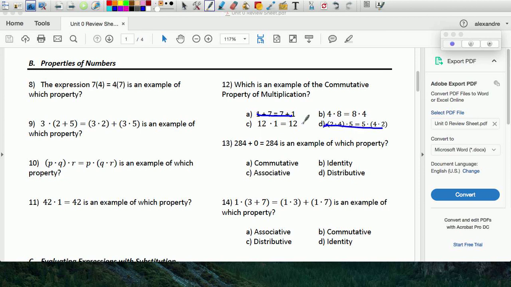12 times 1 is 12. It's not. That's the identity property, which we just did here. So 4 times 8 and 8 times 4. This is the one you're looking for.